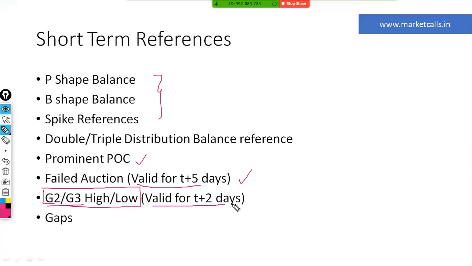And probably we'll be talking about it in a couple of days, if not today. If today we'll try to cover it, if not, we'll try to cover G2, G3 tomorrow early morning. And gaps, all these are short-term references, meaning as long as the references are not accepted, as long as the point of control is not built above that, we will not remove that reference. So all these references, the P-shape balance, is a profile which is coming like a P-shape. Okay, anyways, we'll talk about it. This is not the appropriate time to talk about it. First, we look into the references one by one.